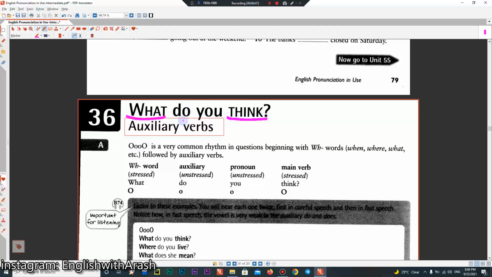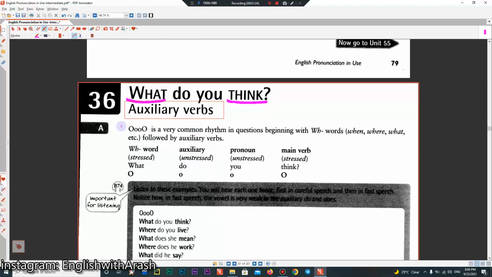So stress is not on the auxiliary, which is do, or the pronoun: he, she, I, you. Stress is not on those things. Stress is on the WH word, and stress is on the main verb, which is think. Now it could be study, so I say, what do you study? So the WH word and the main verb are getting the stress, and we talk about that here.